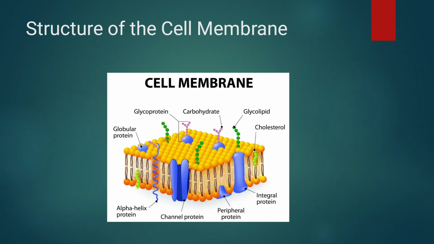This is a picture of the structure of the cell membrane. It has glycoprotein, carbohydrate, glycolipid, cholesterol, then peripheral proteins, integral proteins, channel proteins, alpha helix proteins, then globular proteins and all.